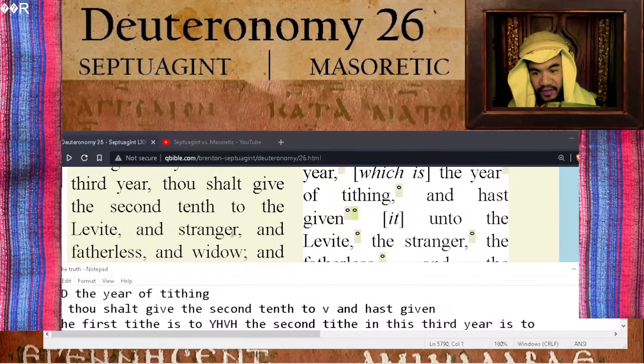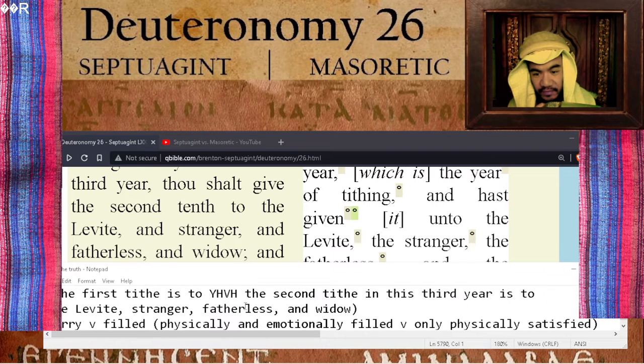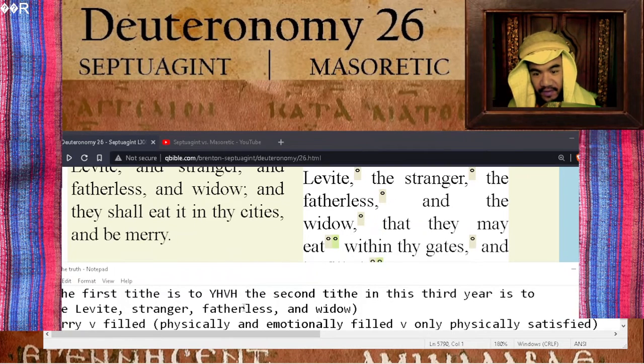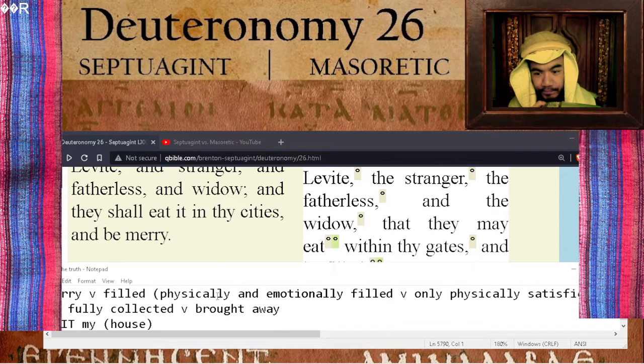Significant difference is you shall give the second tenth to the stranger, to the Levite, I should say, versus and have given. So the first tithe we know is to Yah. The second tithe then is in this third year is to the Levite, the stranger, the fatherless, and the widow. And it says here, and be merry versus be filled. So being merry means being emotionally filled and physically filled. So as a result of being physically filled, makes you emotionally content, versus being only physically satisfied.